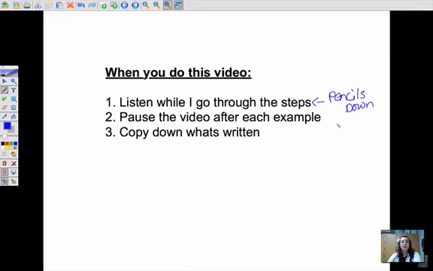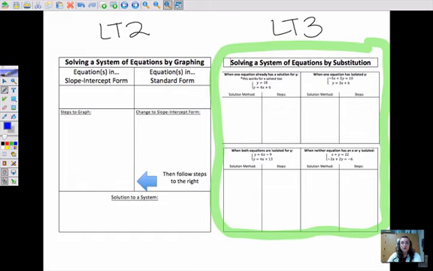Then after the example, when I tell you to, you're going to pause it, and then you're going to copy down what's written so that your notes look exactly like what I have on the screen, okay? So you should have these templates copied into your notebook. We're going to be focusing on learning target 3 today, solving a system of equations by substitution.